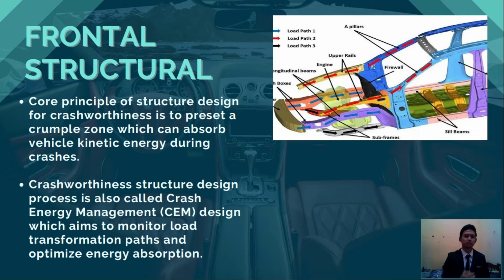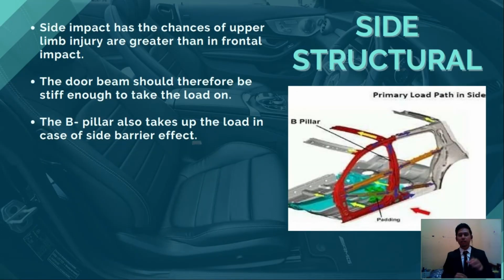So here you can see this is a frontal structure. The core principle of structure design for crashworthiness is to preset a crumple zone which can absorb vehicle kinetic energy during crashes. Here you can see the side structure. You can see the B pillar at the bottom can get padding. Side impact has a greater chance of upper limb injury than frontal impact. The door beam should therefore be stiff enough to take the load. The B pillar also takes up the load in case of side barrier effect.